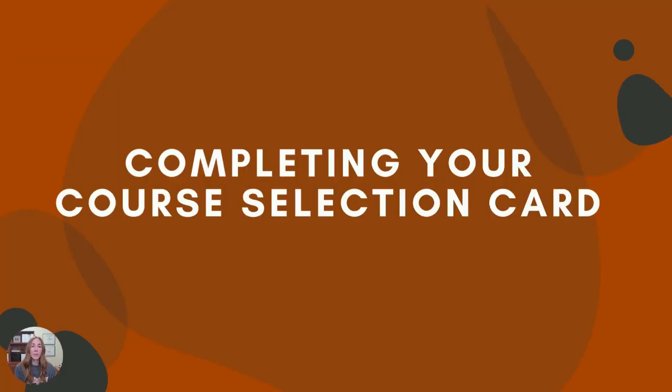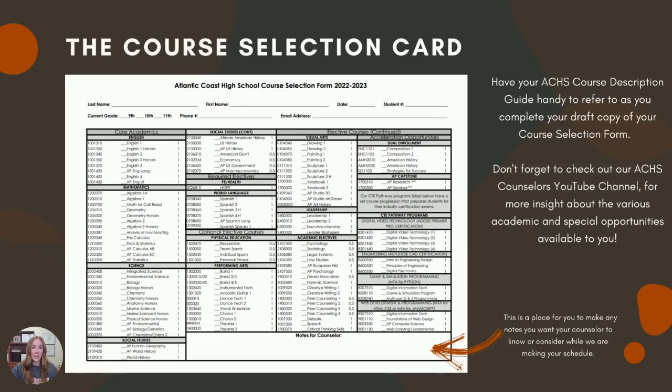So now let's talk about completing your course selection card. You'll want to have the card handy, and it looks like this, and also have your course description guide handy. Don't forget to check out our other videos after this video, so don't fill it all out just now, but I'm walking you through how to do it. And then you'll notice at the bottom, we've created a little section for you to fill out any notes or anything you may want your counselor to know.